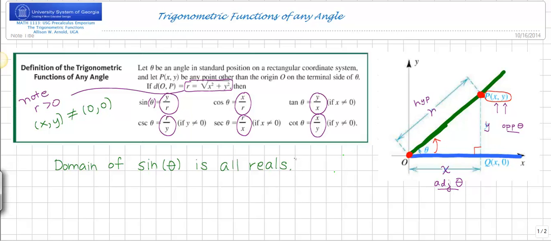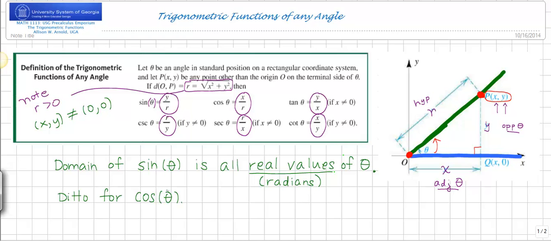Now I need to clarify that a little bit more. All real what? All real values of theta. Now let's clarify that even further. Theta is an angle. If you're talking about the real number values of theta, you're measuring theta in radians. If you were talking about theta measured in degrees, you would say the domain is the set of all possible degree values of theta. In other words, the sine function is never undefined. The same thing is true of the cosine function.